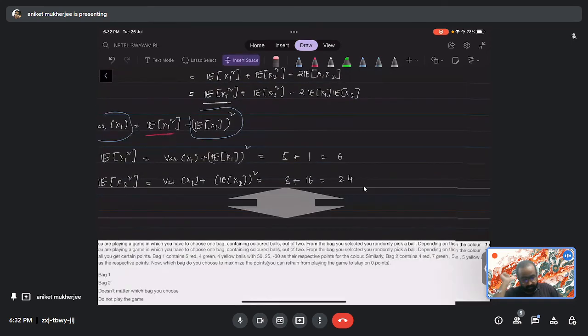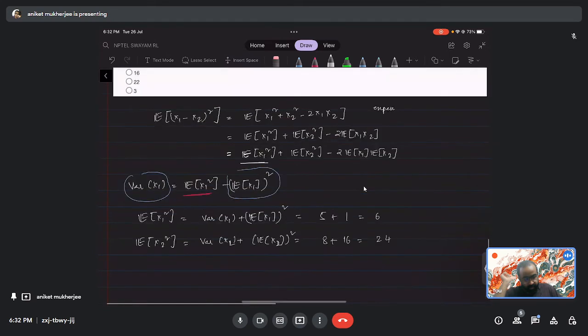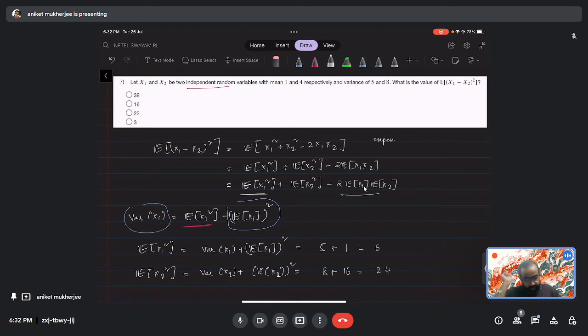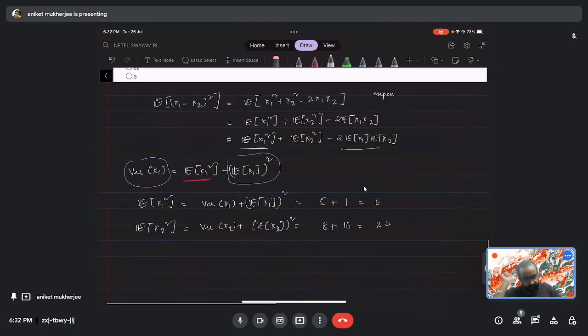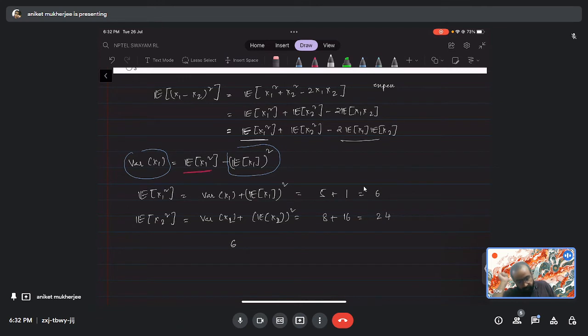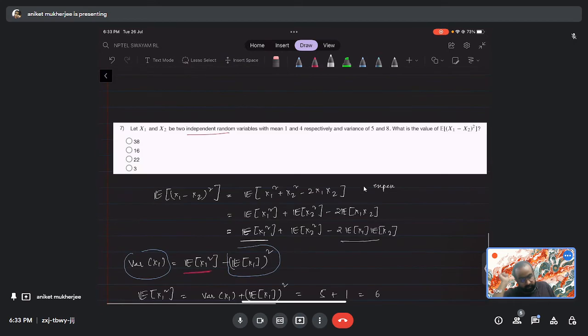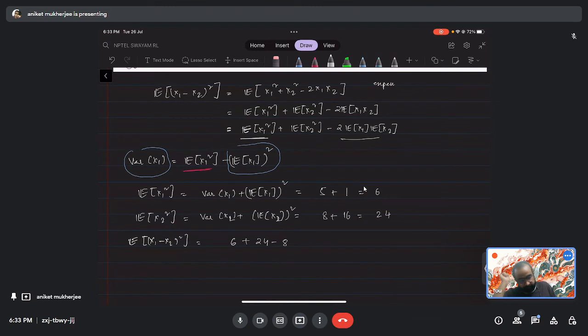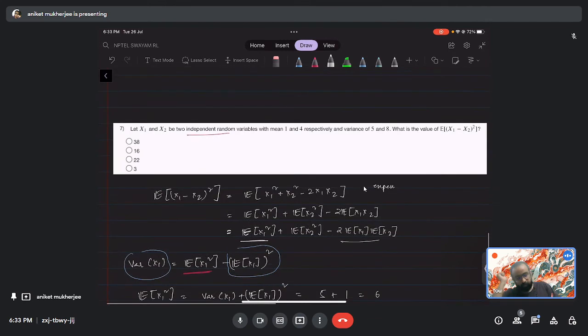Okay. Then I need to calculate this term. I know expectation of x1 is 1 and expectation of x2 is 4, so 2 into 4, 8. So I have 6. So the expectation of (x1 minus x2) whole square is equal to 6 plus 24 minus 8. So this is 22. So option 3 is the correct one.